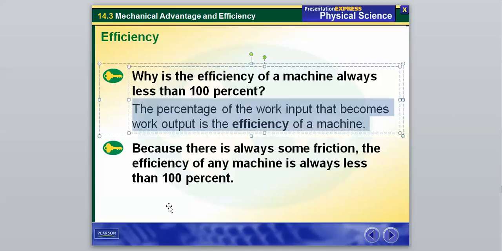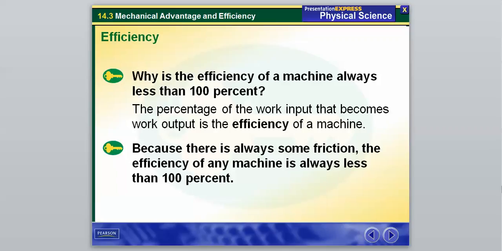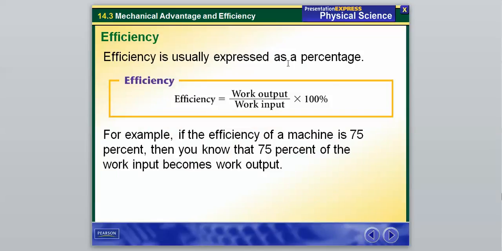And because there is always some friction, the efficiency of any machine is always less than 100%. So we learned you can't get more work out of a machine than what you put into it. So your machine can never be 100% efficient, for the same reason, because friction is always present. So efficiency is the percentage of work input that becomes work output. And our efficiency is usually expressed as a percentage, so we just take our work output over our work input and multiply it by 100.